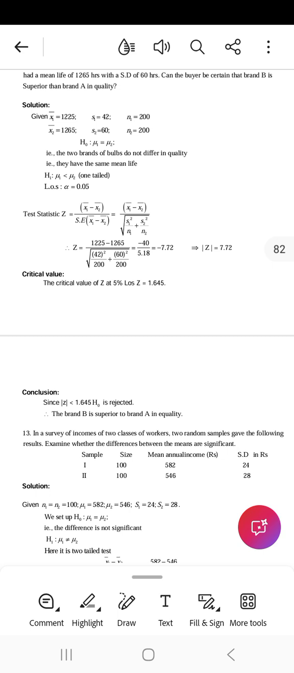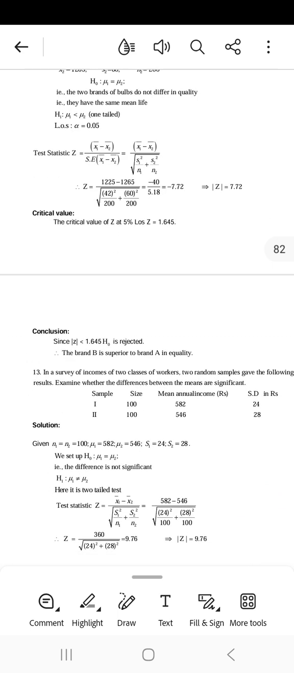Let us state H1 as the final conclusion. Therefore, brand B is superior to brand A in quality, that is, in the lifetime of electric bulbs.